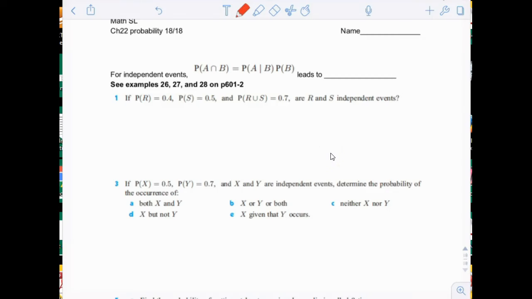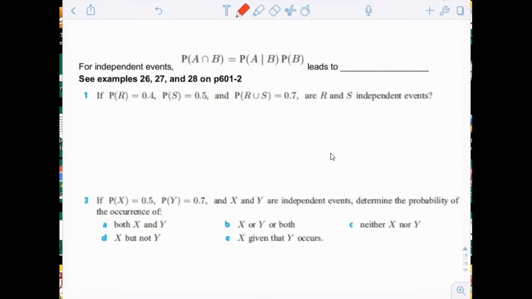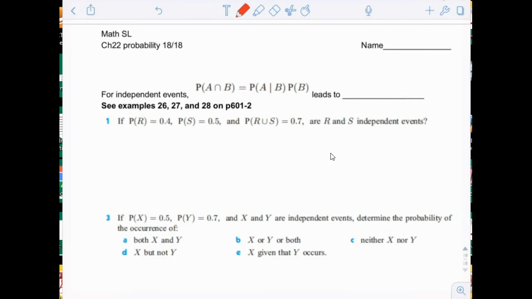Probability, page 18, last page. For independent events, the probability that A and B occur is equal to the probability that A given B occurs times the probability of B.